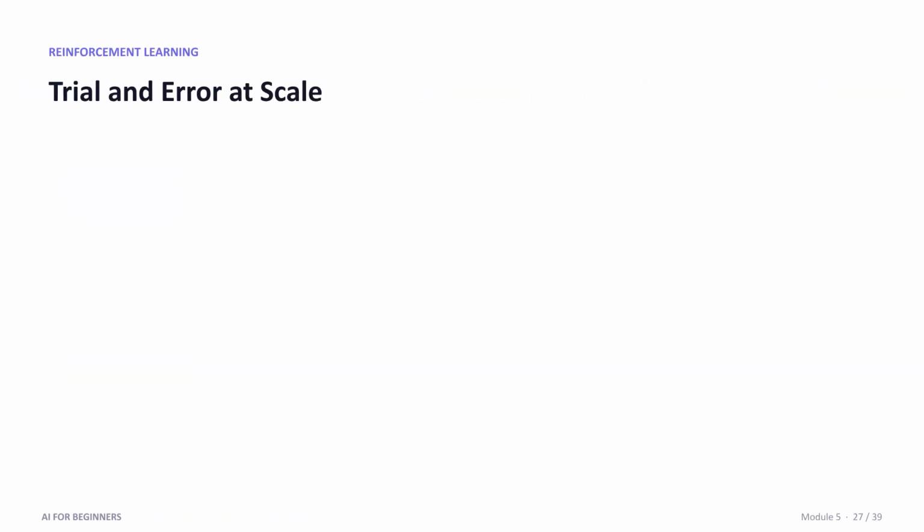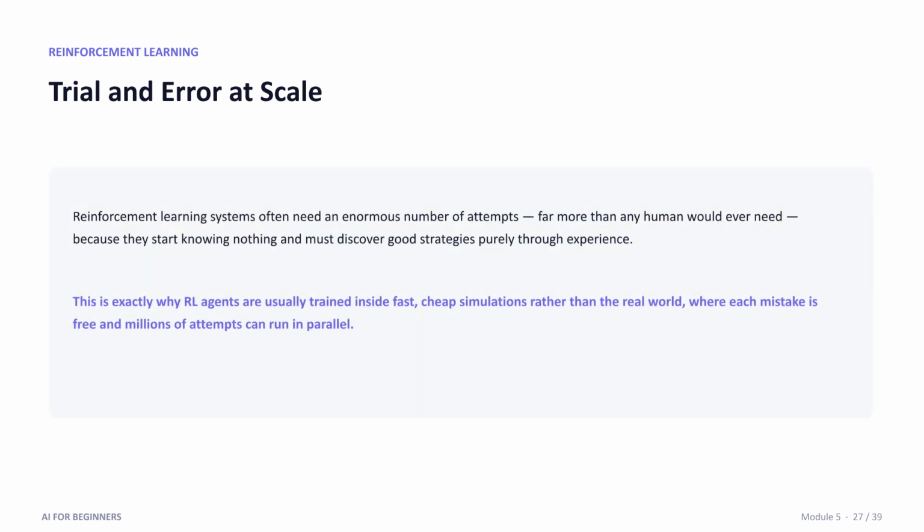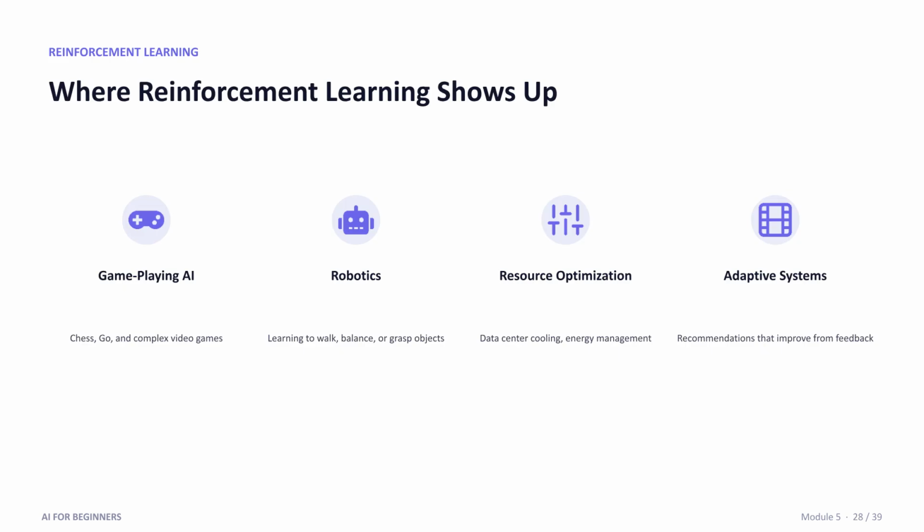Because these agents learn from scratch, they require an enormous number of attempts to succeed. This is why we usually train them inside fast digital simulations, where mistakes are free and we can run millions of training cycles in parallel. Reinforcement learning is the engine behind modern game-playing AI, advanced robotics, like teaching a machine to walk or grasp objects, and complex optimization systems, such as managing data center cooling or energy distribution.